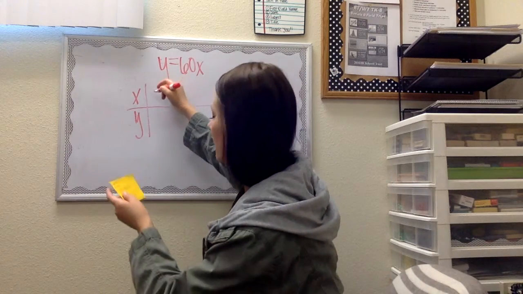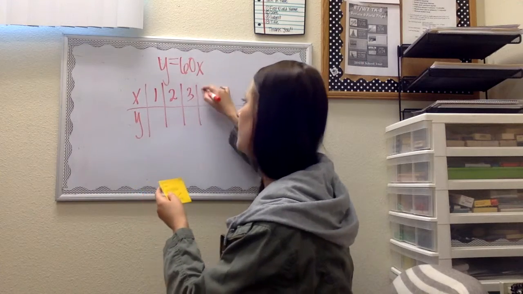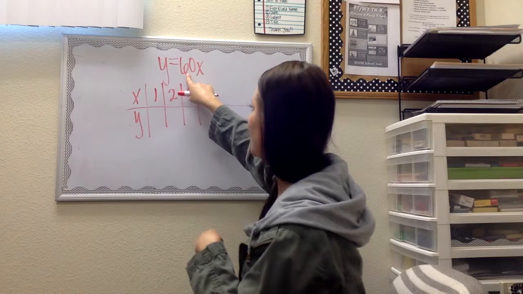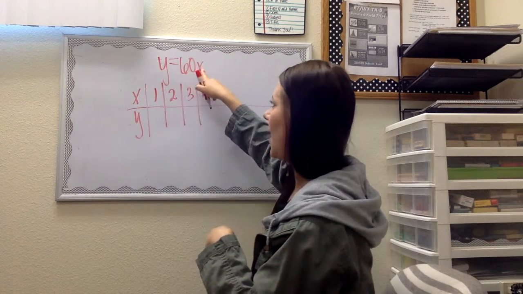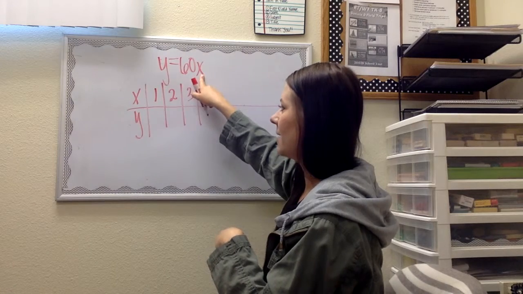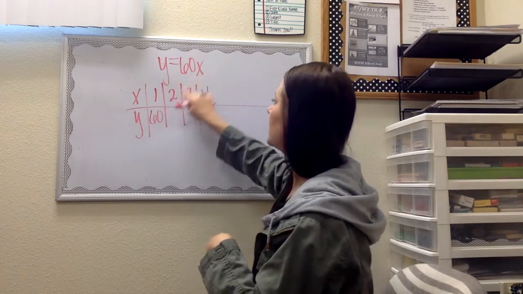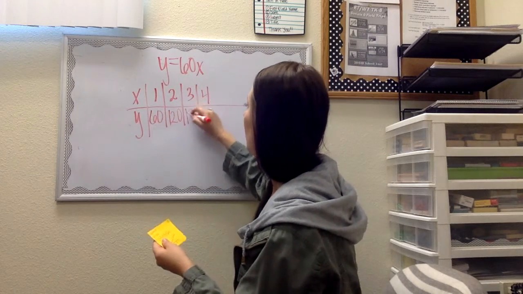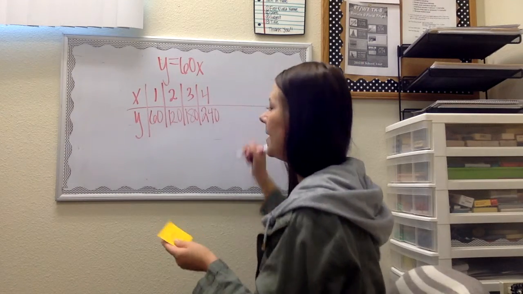And then I'm going to pick some values for x. I'm going to pick 1, 2, 3, 4, really obvious choices, okay? And then I'm going to multiply by this 60. So another way of thinking of it is plugging in that number for x, and this is 60 times x. So 60 times 1, 60. 60 times 2, 120. 60 times 3, 180. 60 times 4, 240. And we can keep going with that.